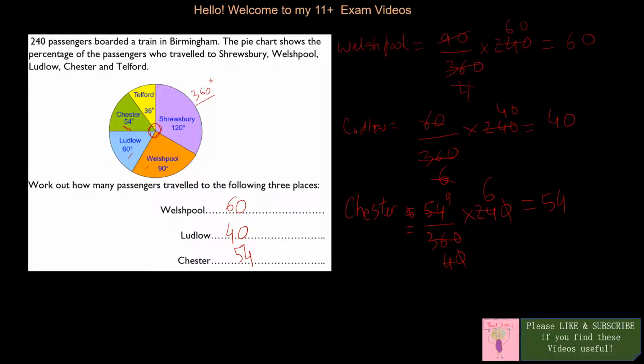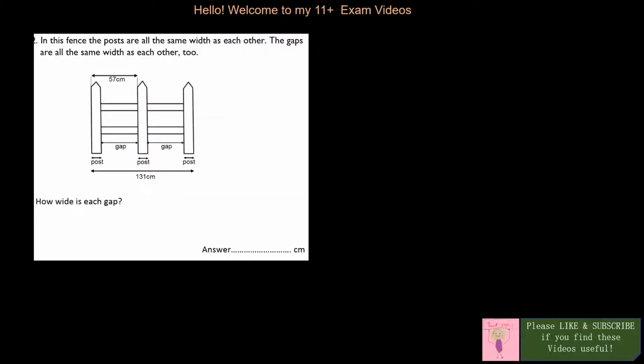Next one, then we have this one. Okay, so in this fence, posts are all the same width as each other. The gaps are all the same width as each other too. How wide is each gap? Right, how am I going to answer this? So again, we don't know what the gap is. We don't know what the width of the post is. Okay, so the gap and post.